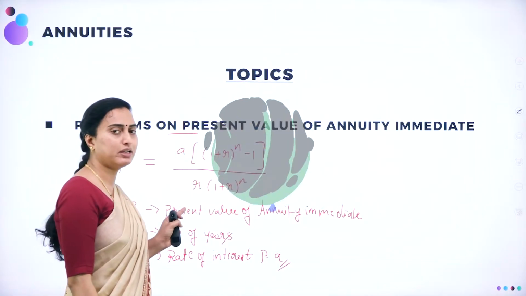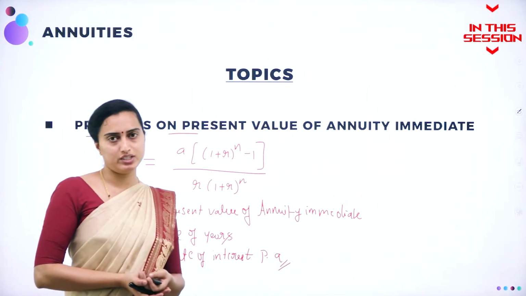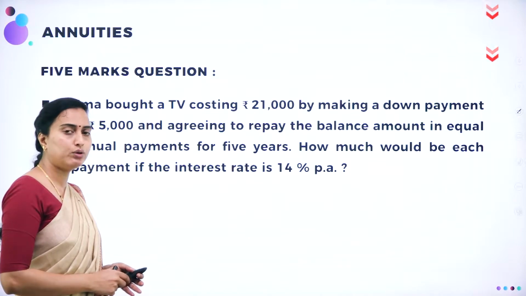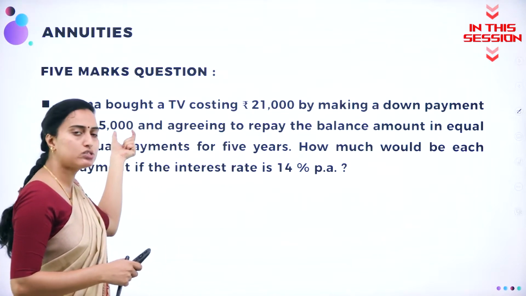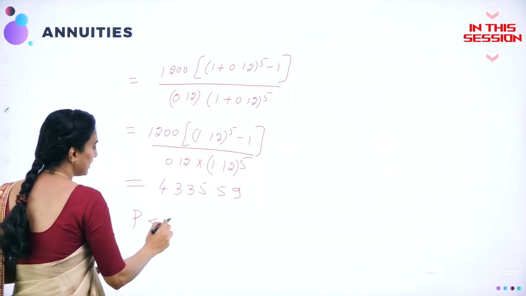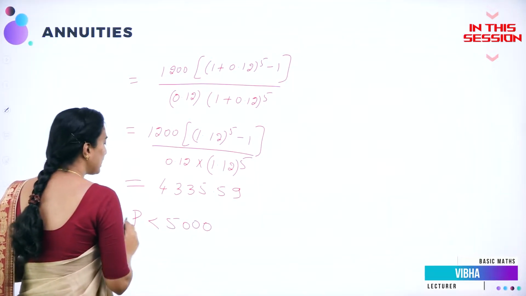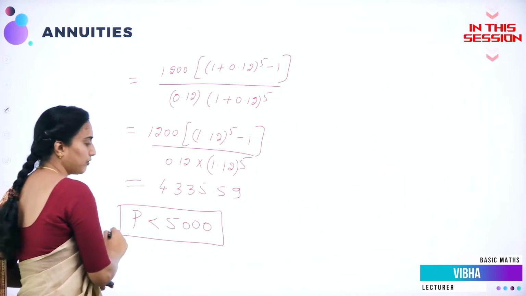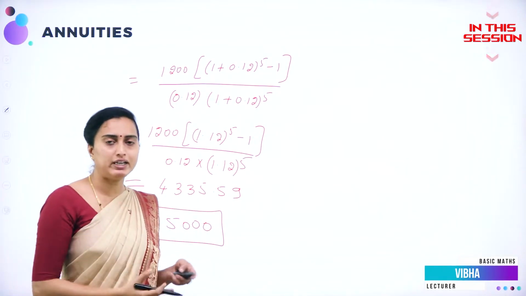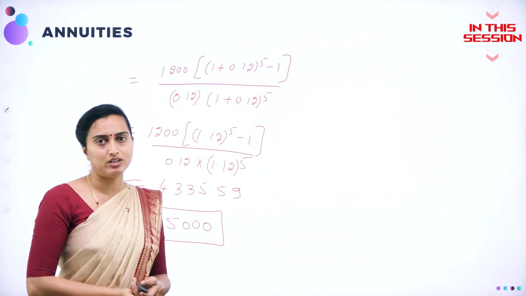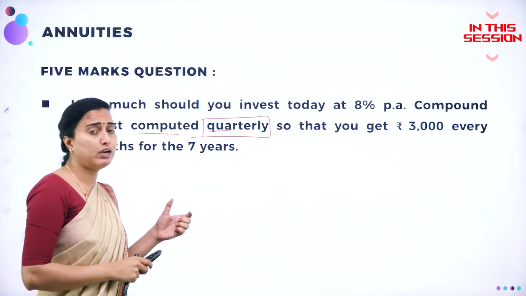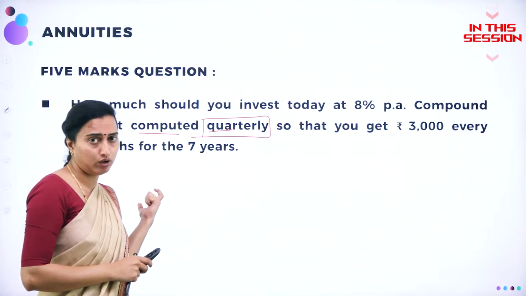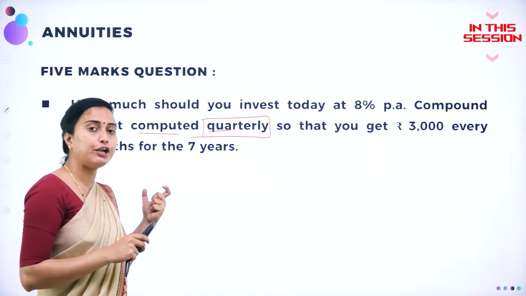Where A is nothing but the annuity immediate, you are going to take it as. What will be the present value? Down payment if she makes means 21,000 minus 5,000 will be the present value. P is lesser than 5,000 because actual amount of the machine is 5,000. So it is better to take for a lease for 5 years at 12% per annum. In a year 4 times means you should multiply the number of years by 4 and you should divide the rate of interest by 4.